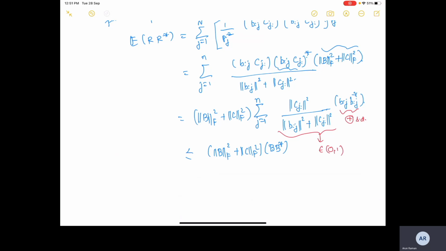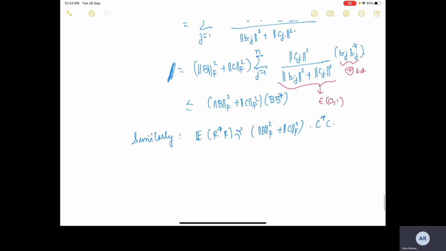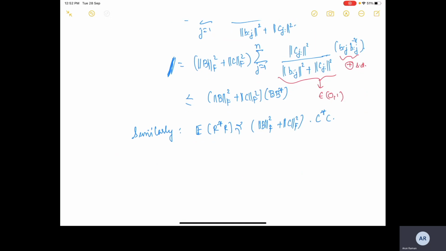And we can do the same steps for R star R as well, or the conjugate transpose. For that we will obtain R conjugate transpose, and we will have the same expression. Only this step will change. The rest of the things will be the same. And here we will have C transpose C.